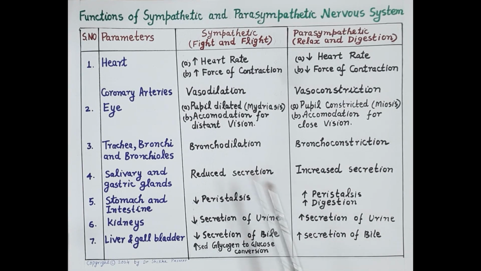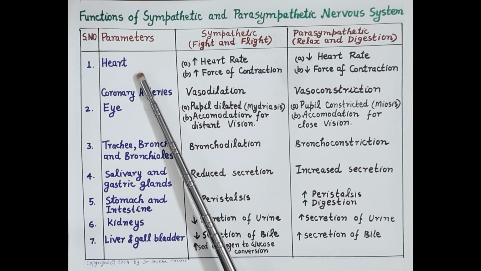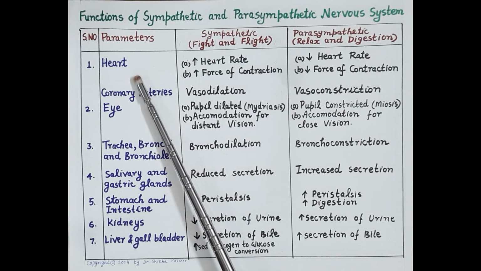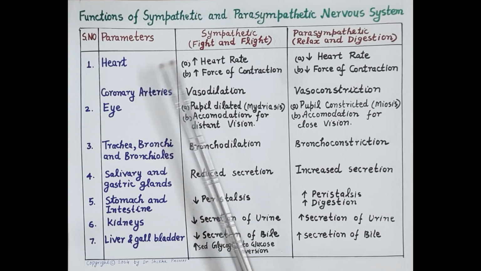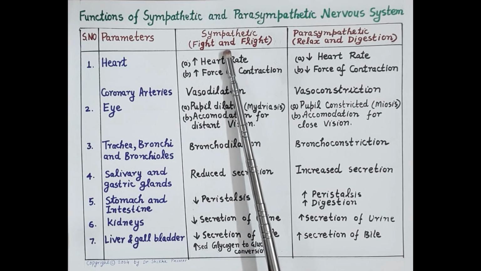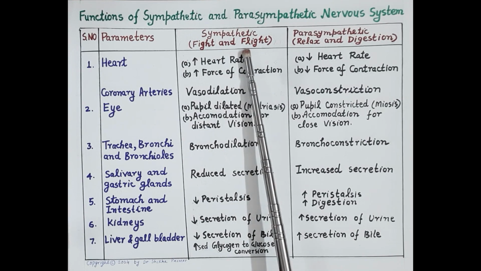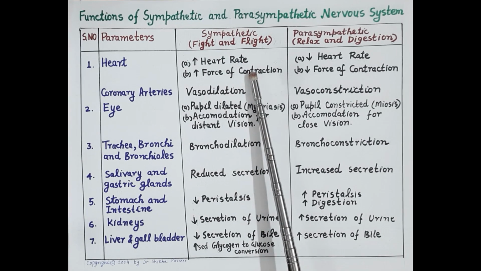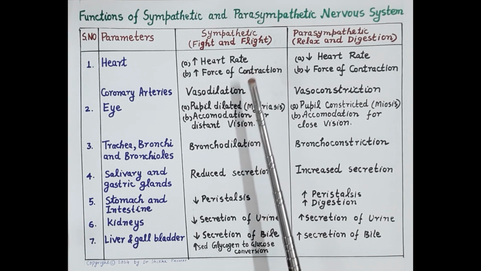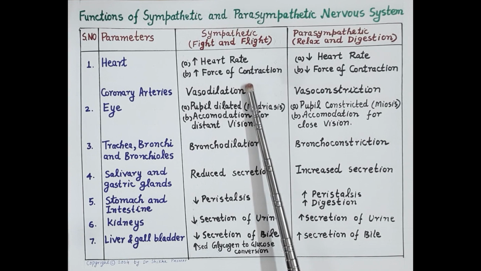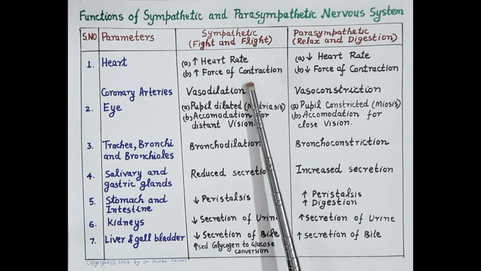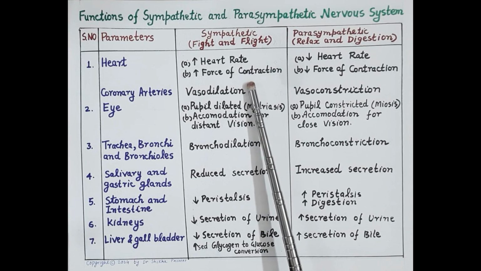First, let's study the effect on the heart. As we all know, the wall of the heart is made up of cardiac muscles, and sympathetic stimulation gives the fight or flight response. So sympathetic stimulation increases heart rate, thereby increasing the supply of blood to the body tissues. Besides this, cardiac muscles contract more forcefully, so the force of contraction of cardiac muscles increases.